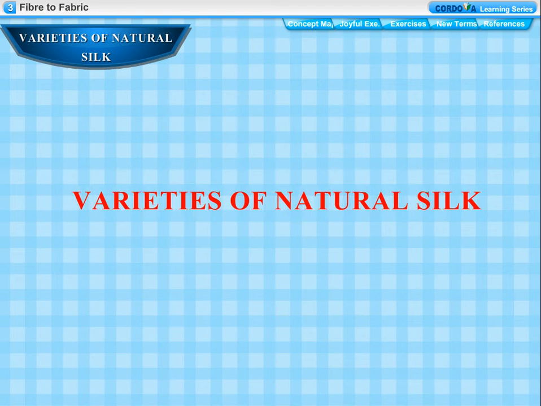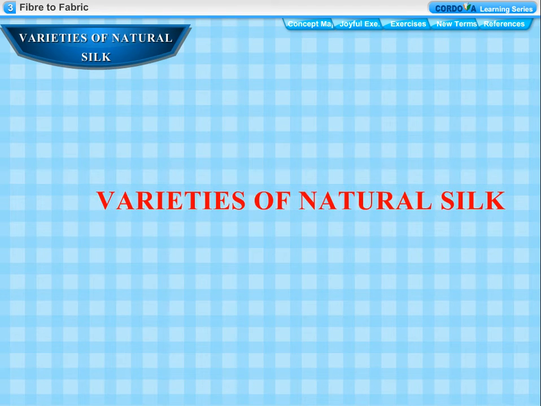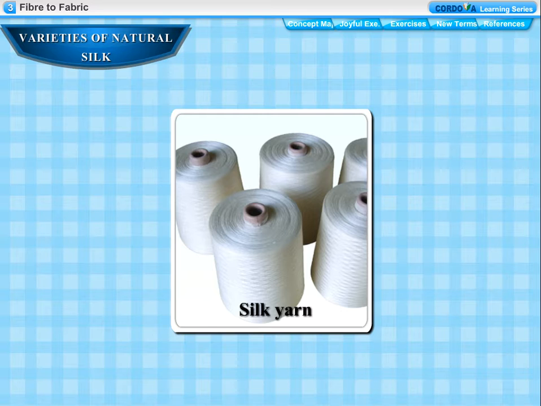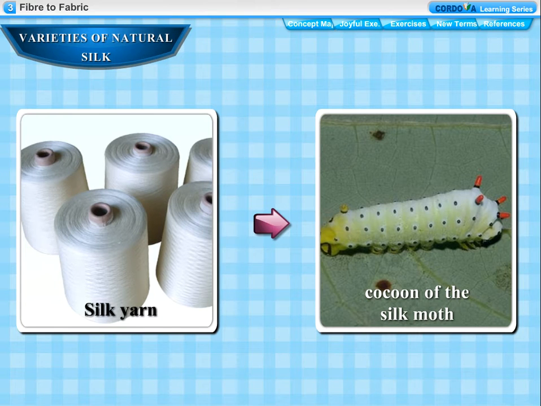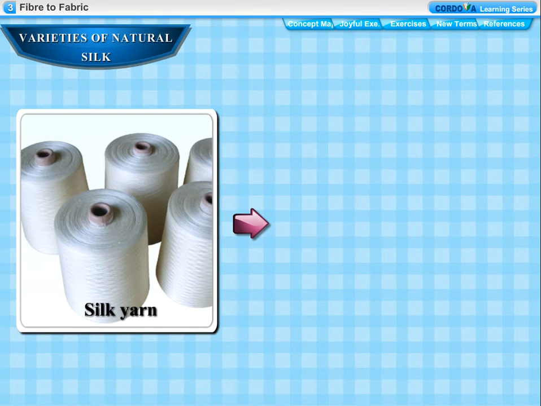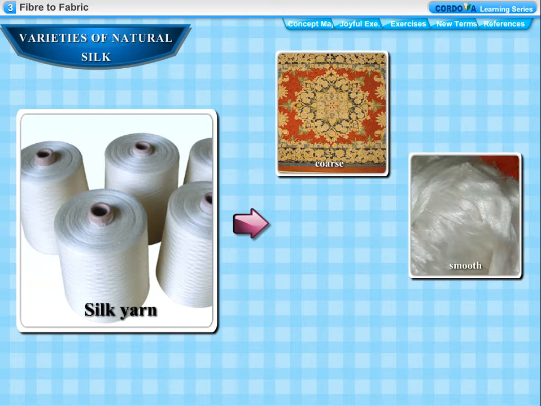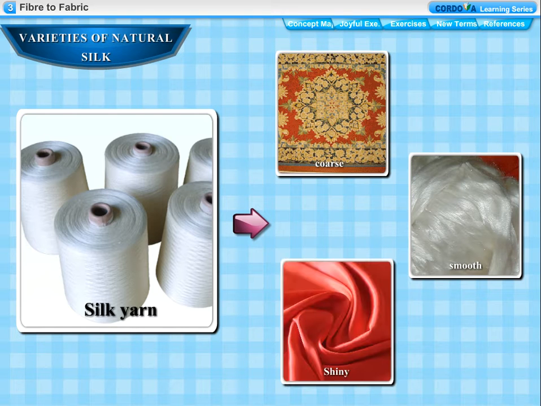Varieties of natural silk. The silk yarn thread is obtained from the cocoon of the silk moth. There is a variety of silk moths which look very different from one another, and the silk yarn thread they yield is different in texture, coarse, smooth, shiny, etc.